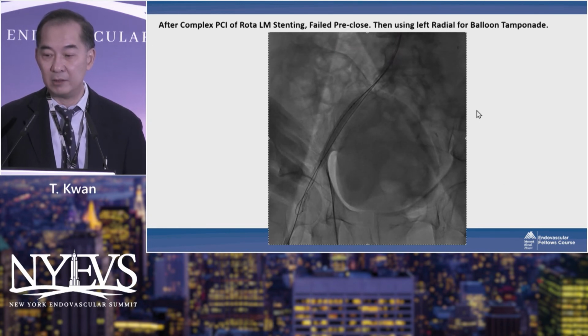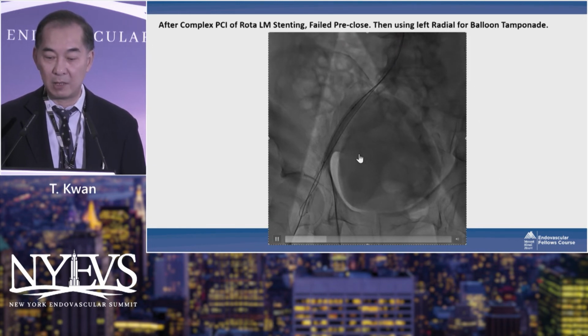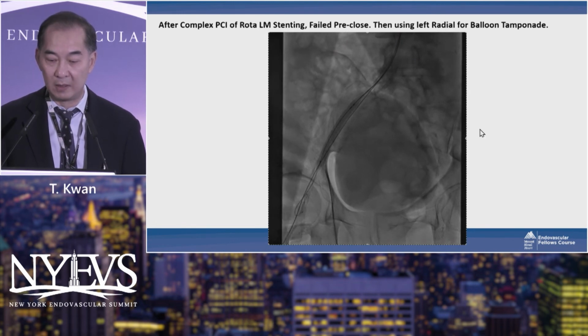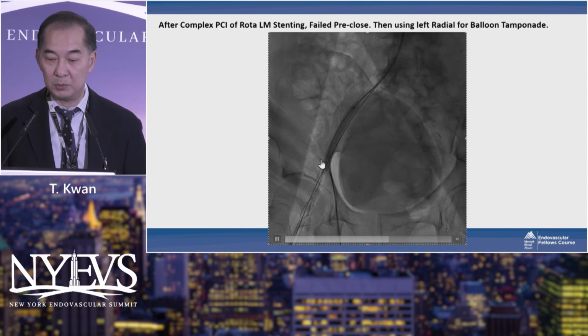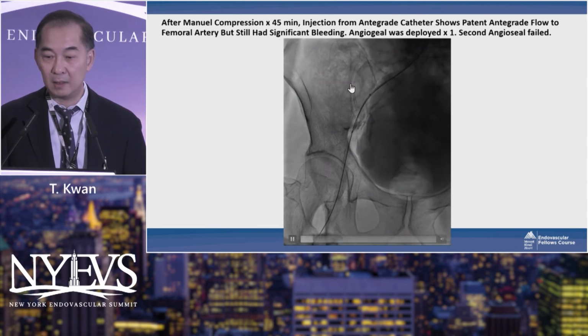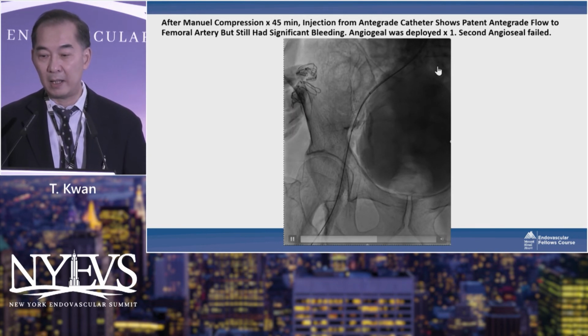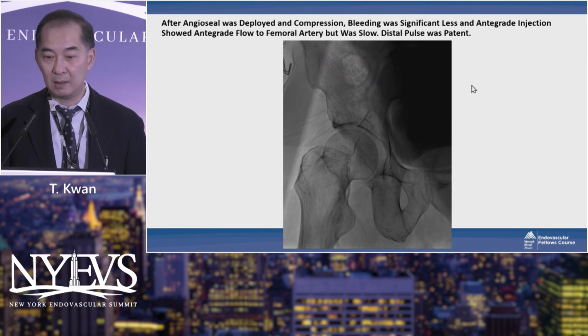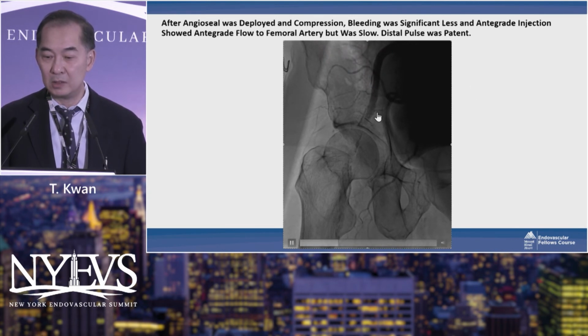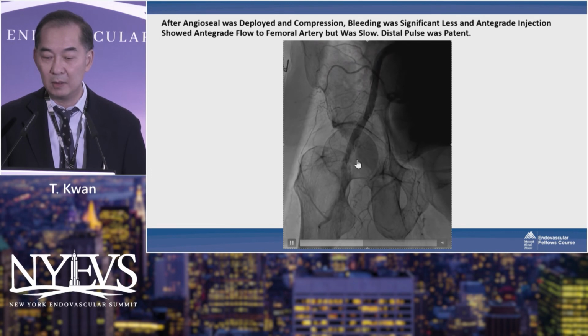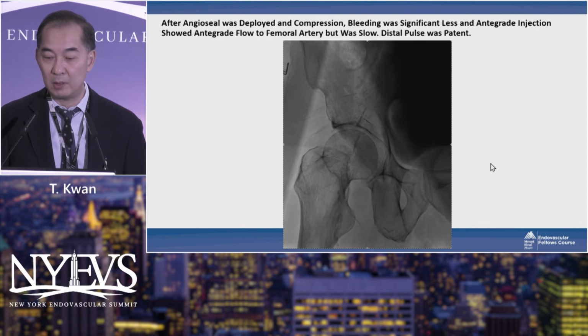So we used the left radial for tamponade. Unfortunately, the guide wire could not go down into the SFA, so it was just a balloon tamponade in the iliac artery. Despite compression and Angio-Seal, on injection you can see some slow flow, but you can see flow into the common femoral artery. Forty-five minutes later, the patient had an ischemic limb.